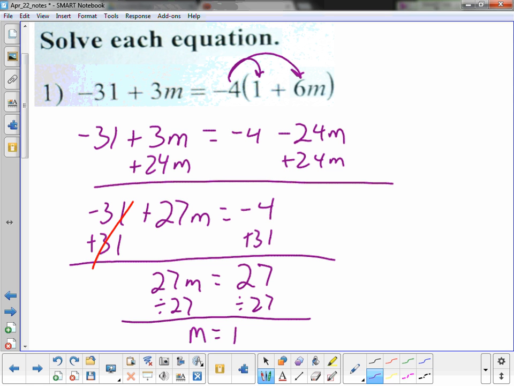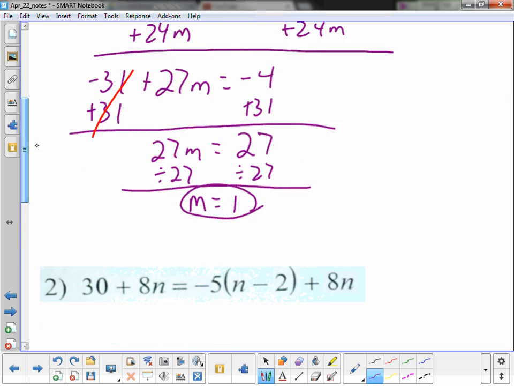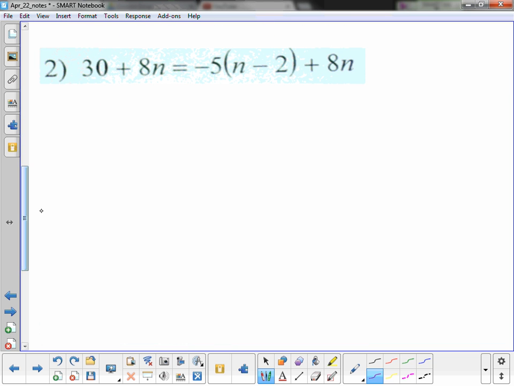Now, just like last time, I can plug it in and see if it works. I'm going to get a negative 31 plus 3 times 1, which is a negative 31 plus 3, which is a negative 28. And on the other side, I've got a negative 4 times the quantity of 1 plus 6 times 1. Well, 6 times 1 is 6. 1 plus 6 is 7. So I got a negative 4 times 7, which is a negative 28. Those are equal, so that is my answer. Okay, so that's problem number 1, the way I work it out. Let's take a look at problem number 2.